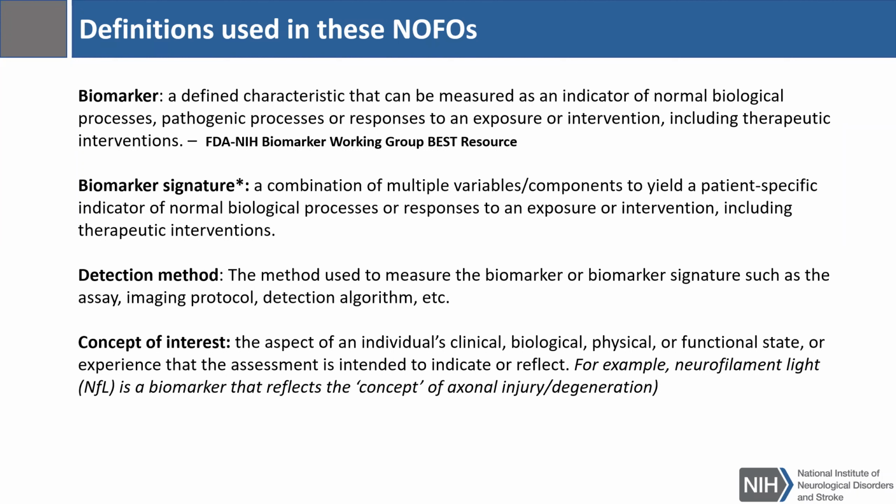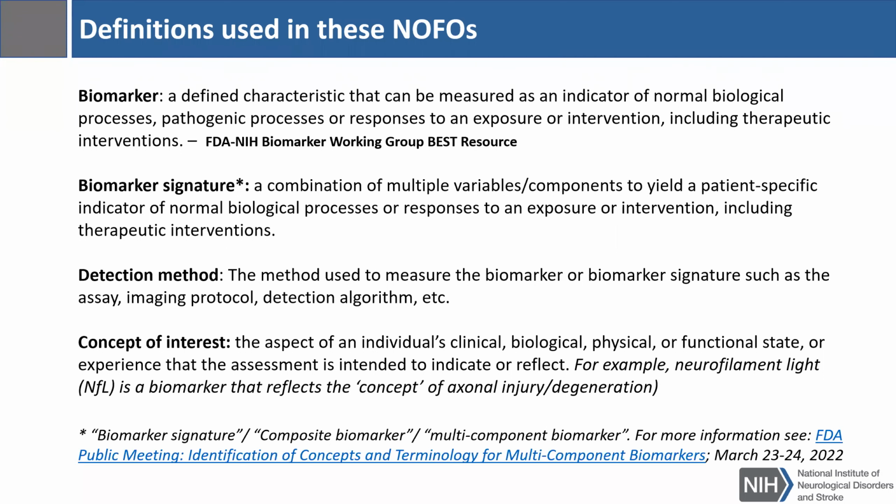Concept of interest, this comes right out of the FDA definitions, and this is an aspect of an individual's clinical or biological, physical or functional state or experience that the assessment is intended to indicate or reflect. So just as an example, I think most people are familiar with neurofilament light as a biomarker, and the concept in that case would be axonal injury or neurodegeneration. And then last year, FDA and NIH put out a workshop looking at new terminology to address these multi-component biomarkers. And there's a link there that you can have access to if you haven't seen that. So just be aware that there's more terminology coming.